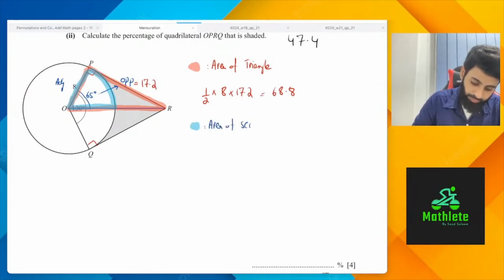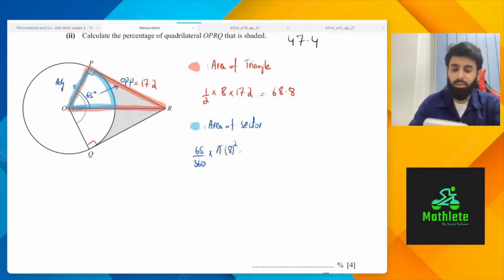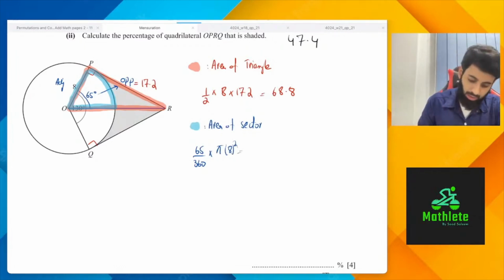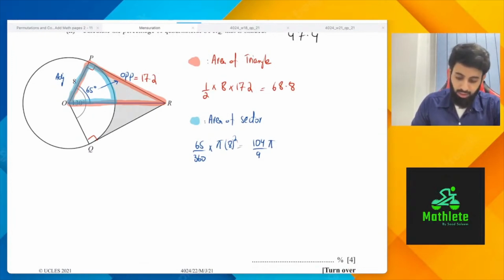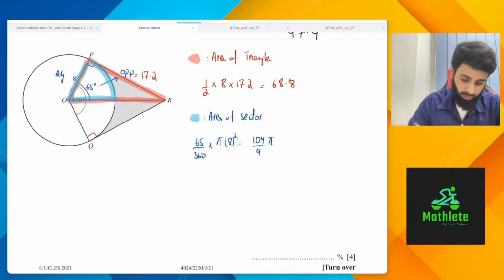Okay, how will I calculate the area of the sector? 65 upon 360 times pi times 8 squared. Let's see what we get. 65 divided by 360 into pi into 8 squared. Now, because this is my final answer, I'm going to keep it in terms of pi only. Okay, so I have the area of the shaded region.